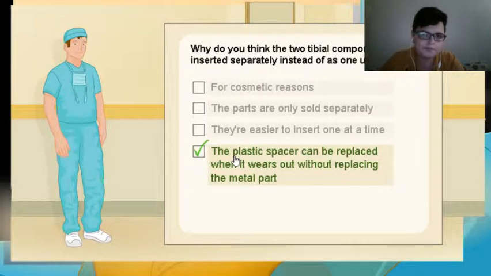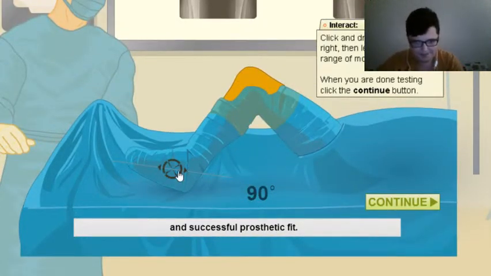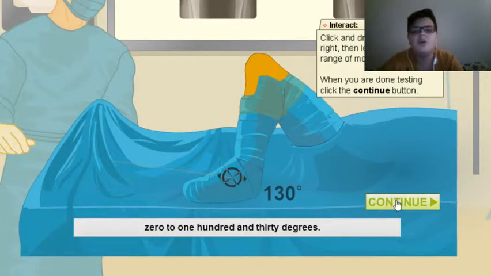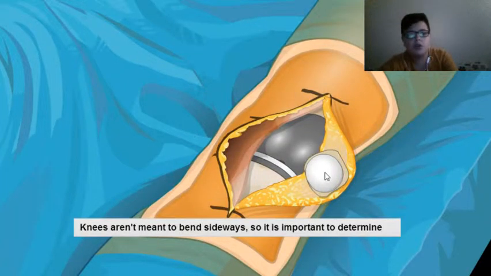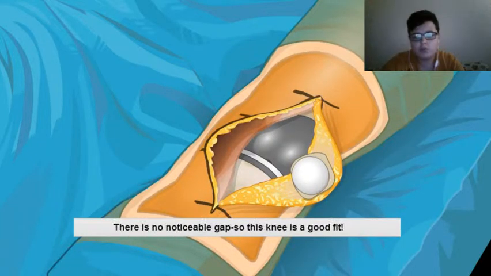Fantastic. Conduct a range of motion tests to assure proper knee alignment and successful prosthetic fit. Typically, a normal range of motion allows the leg to move from 0 to 130 degrees. Knees aren't meant to bend sideways, so it's important to determine whether there is a gap or space between the femoral and tibial components. There's no noticeable gap, so this knee is a good fit.